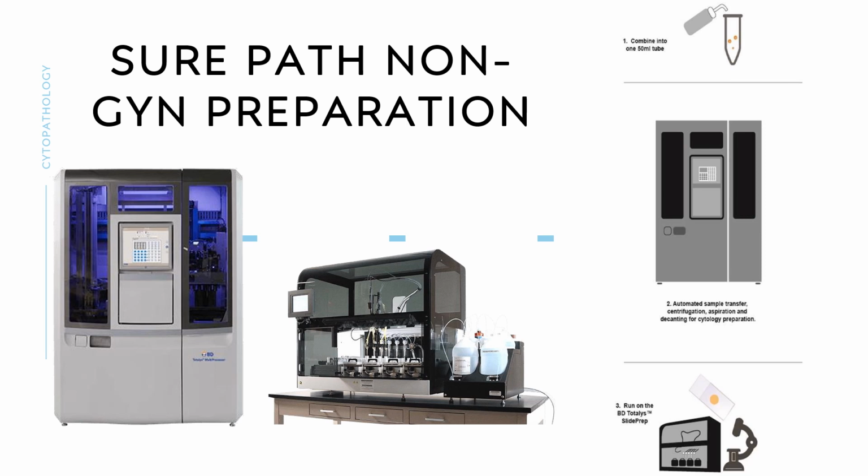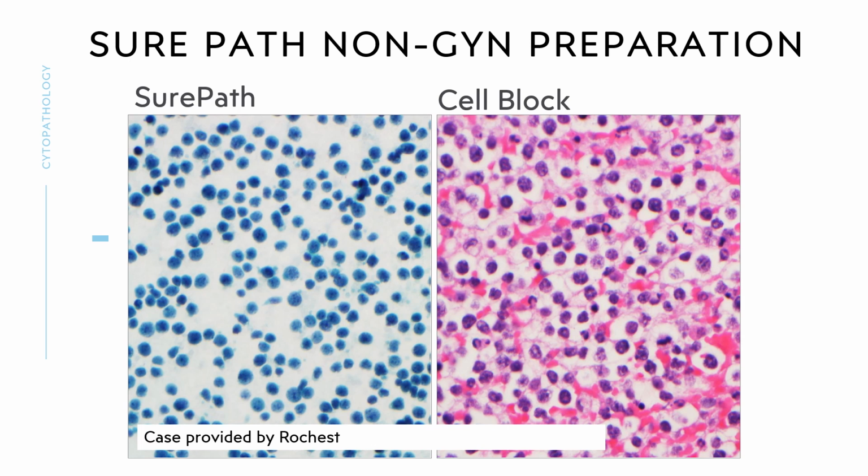So next we have the SurePath non-gynecological preparation. So first, all you need to do is you combine into 150 ml tube, and then second step, it is already an automated sample transfer, centrifugation, aspiration, and decanting for cytology preparation. And then third, run on the BD Totalis slide prep. So the difference with SurePath is that it is already automated. So we have another microscopic examination of a slide prepared using the SurePath, and then one with the cell block.